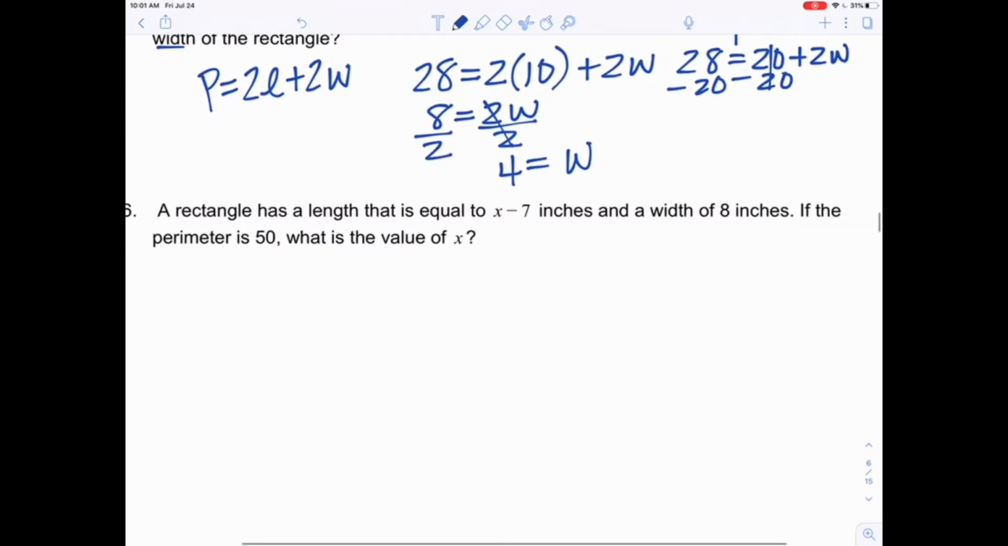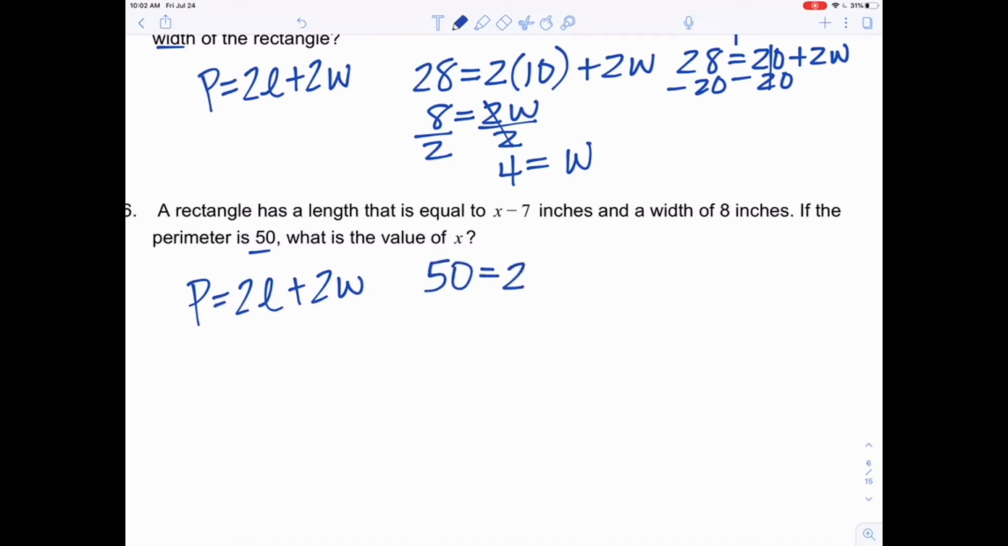It says, a rectangle has a length that is equal to x minus 7 and a width of 8 inches. If the perimeter is 50, what is the value of x? So I'm going to write down my equation, and I'm going to start plugging in stuff, okay? So perimeter is 50. 50 equals 2 times the length. This tells me the length is x minus 7. So that's what I'm going to write in there. Plus 2 times the width. It tells me the width is 8. So that's what I'm going to write in there. Okay. And I'm looking for x. So that means I'm going to solve for x in this whole thing.